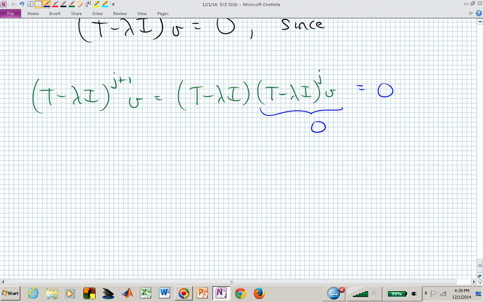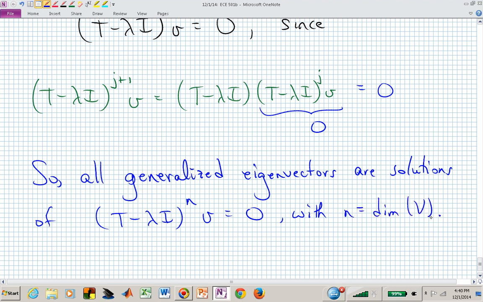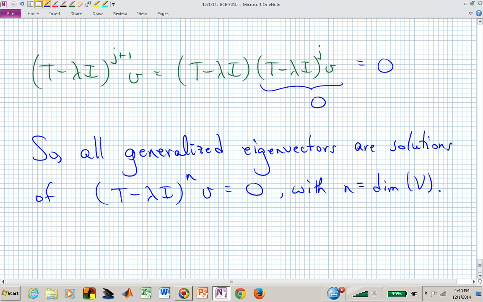And that now allows us to say that all generalized eigenvectors are solutions of T minus lambda I to the n v equaling 0, with little n being the size of our underlying vector space, capital V. So all of our generalized eigenvectors will solve this expression.